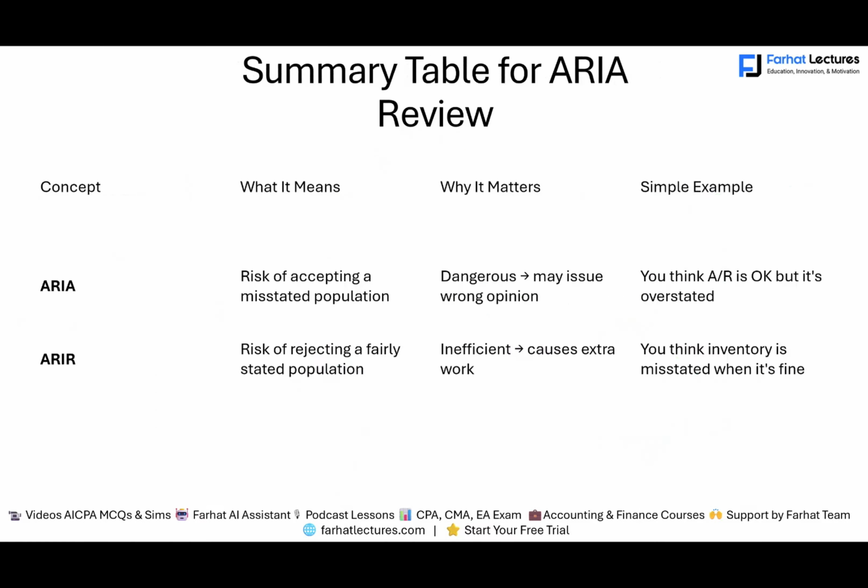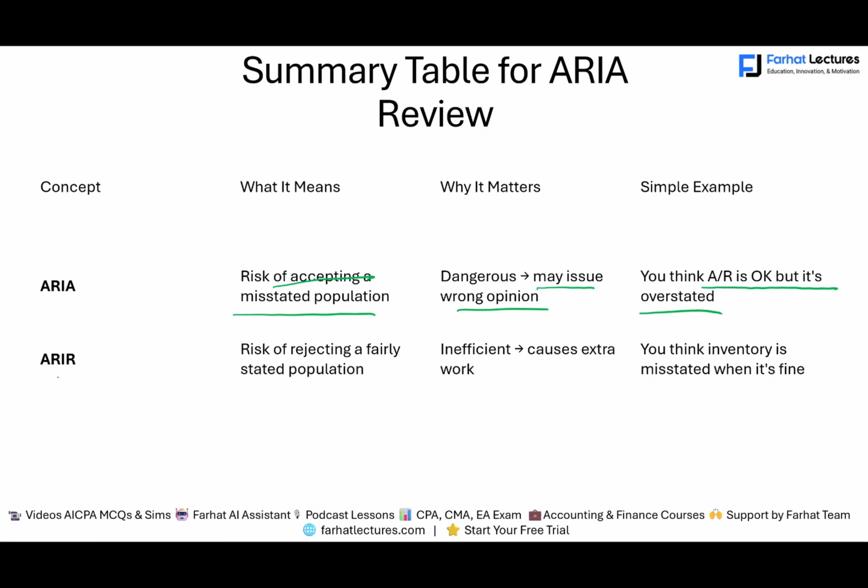Let's look at one more thing. The acceptable risk of incorrect acceptance: the risk of accepting a misstated population. What does that mean? You may issue the wrong opinion. The risk of accepting a misstated population means you think the AR is okay, but it's overstated.